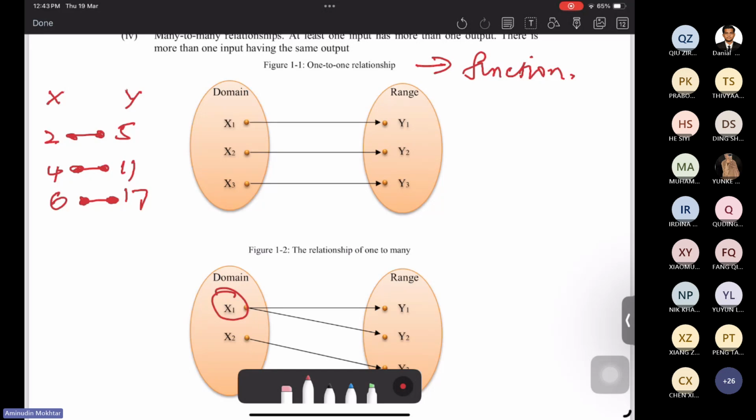This relation can also be written as coordinate points. In the coordinate form, the first number is for x, the second number is for y. Based on this example, when x equals 2, y equals 5, the coordinate is (2, 5). When x equals 4, y equals 11, the coordinate point is (4, 11).